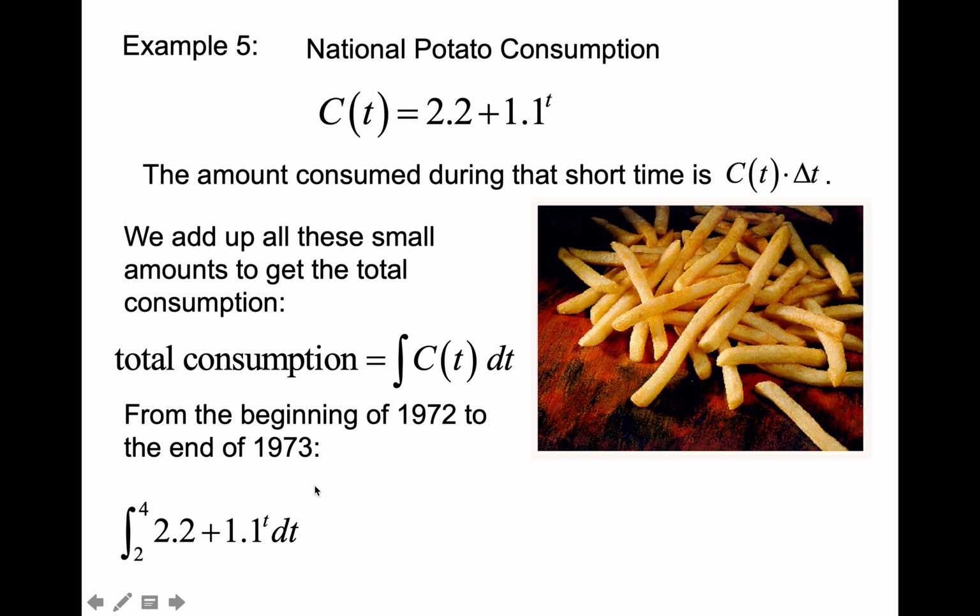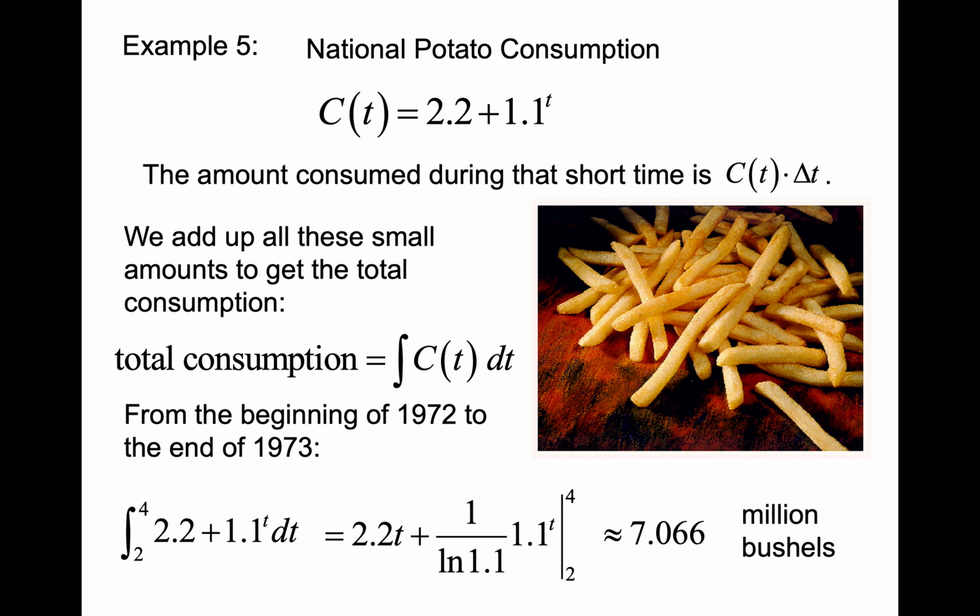So from the beginning of 1972 to the end of 1973, that would be a 2-year time span. Notice it's the beginning of '72 to the end of '73, that's 2 years. So over that time period, if you integrate that, and you can do the antiderivative, or if you were allowed to use your calculator, you could do that, and we get 9.066 million bushels. So I'm integrating a rate, so now I'm left with the amount of potatoes.